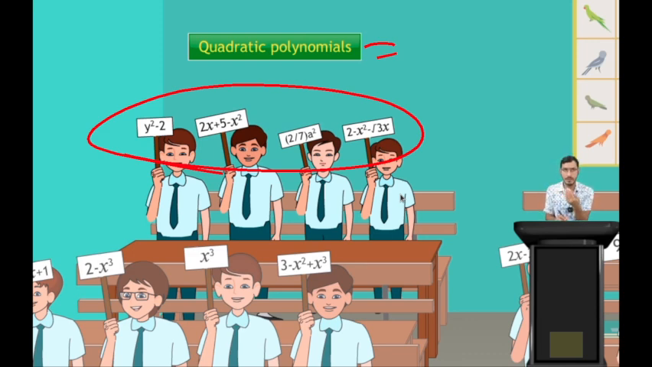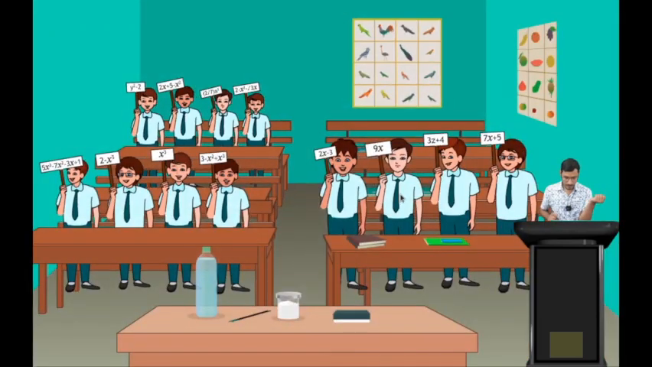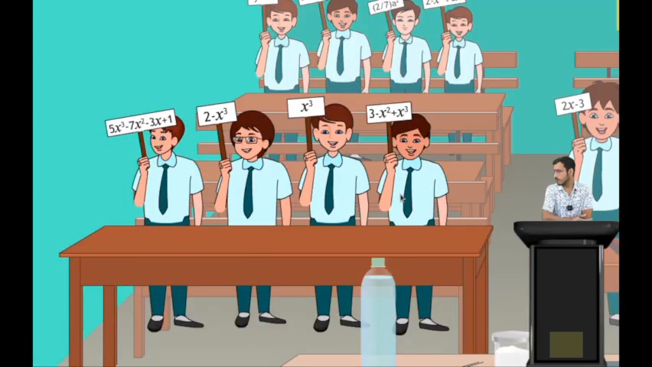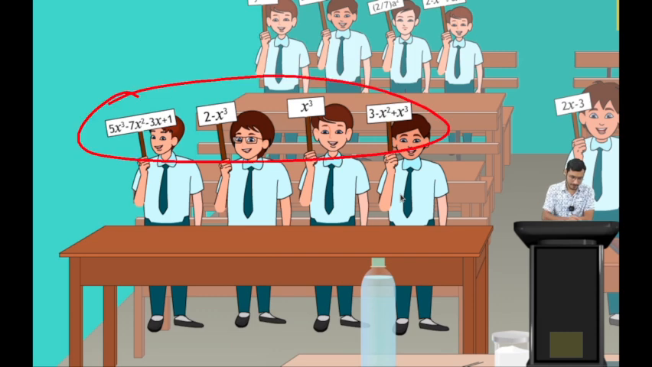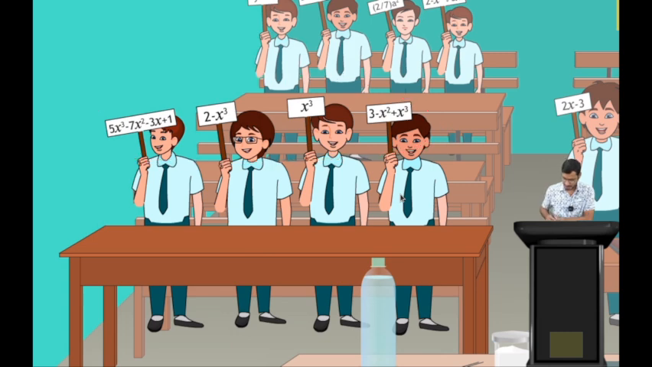So the quadratic polynomial means the highest power of the polynomial is 2 here. Now here you can see the third row: 5x cube minus 7x square minus 3x plus 1, 2 minus x cube, and 3 minus x square plus x cube. Can you tell me the name of this polynomial? Yes, that is cubic polynomials. Cubic means the highest power of the polynomial is 3 here.